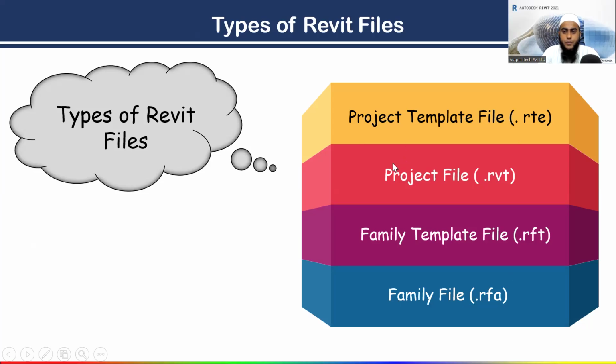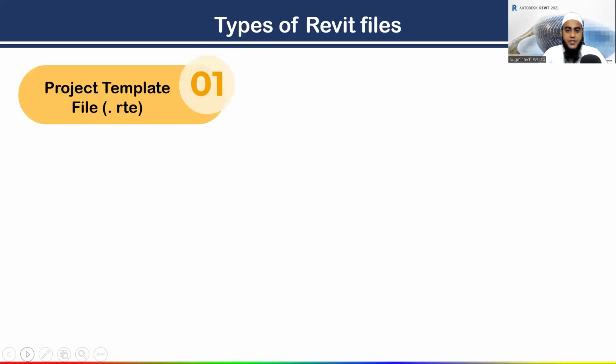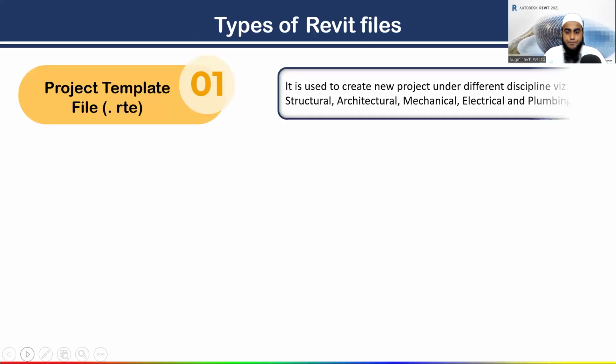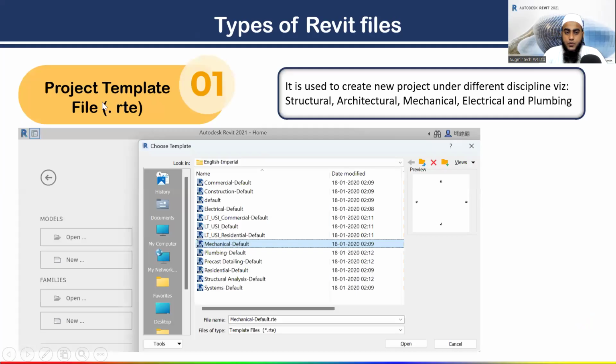Now try to understand one by one what a project template file is and what a project file is, which we have to discuss here. See, the first type of Revit file is the project template file. Try to remember its file extension, .rte. This project template file is used to create a new project under different disciplines, such as structural, architectural, mechanical, electrical, and plumbing. When you open the Revit software, you will get the different disciplines.